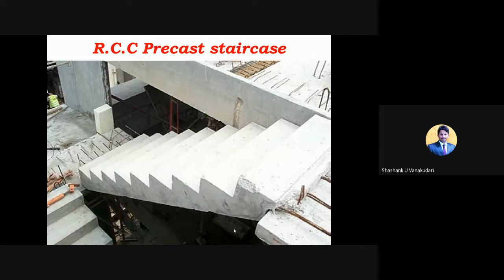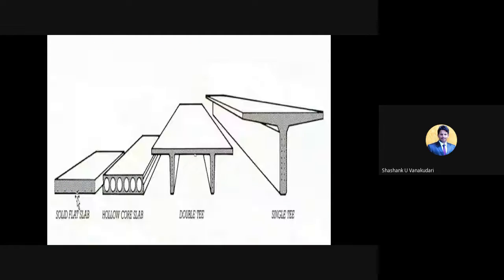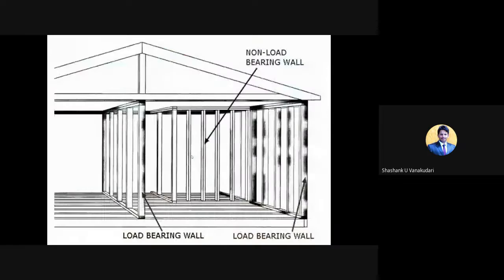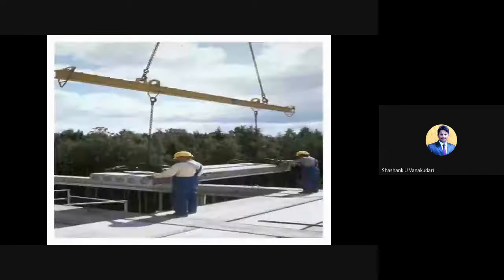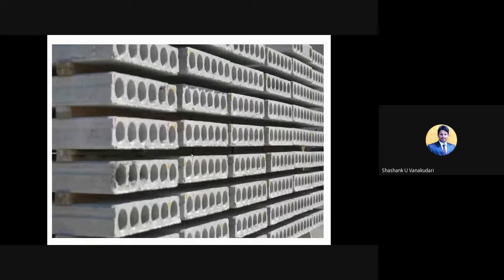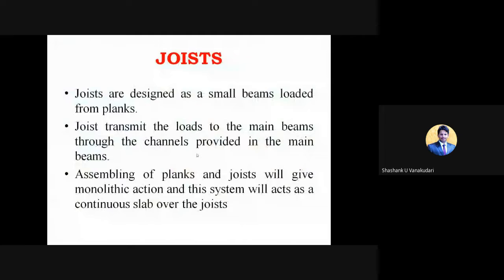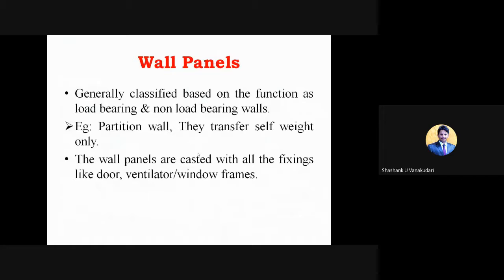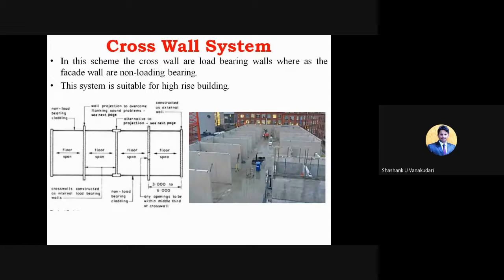So in the previous class, we discussed various precast structural members like wall panels and beams. Initially we started with roof and floor panels, and then precast planks connected with joists, and then the erection process and how exactly the joists are connected to the other structural members. Then different types of wall members like the cross wall system and long wall system, classified basically depending upon the load bearing capacity.